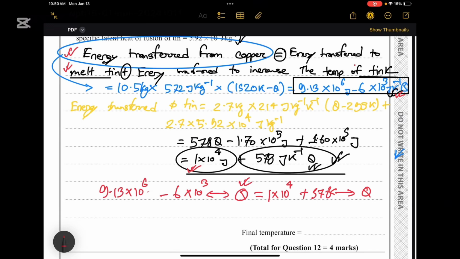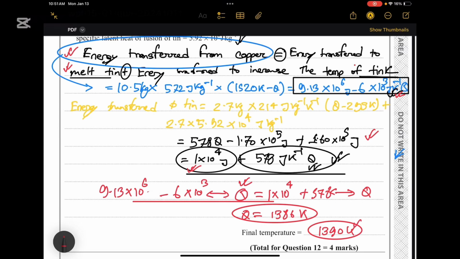Now we have to make theta the subject and figure out what the value of theta comes to. Actually the value of theta comes to 1386 Kelvin. So this is our answer, which can be written as 1390 Kelvin in the final answer. In this question, I didn't show all the workings because you are now in A2, and I think I don't need to show workings anymore because you have grown up quite well. I figured out the value of theta as 1390 without showing the workings.